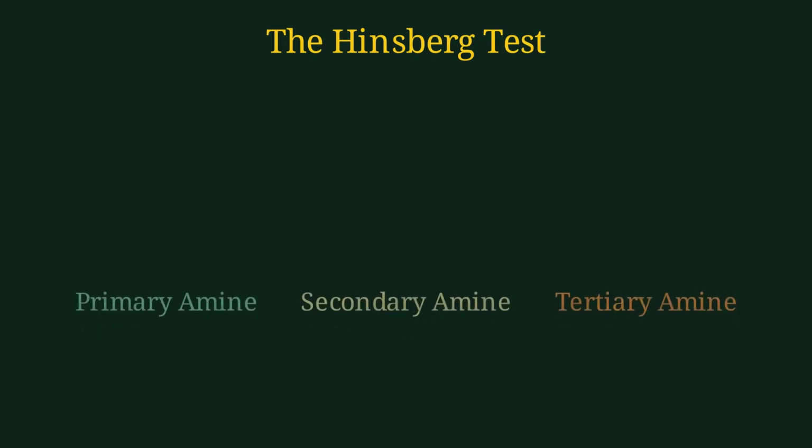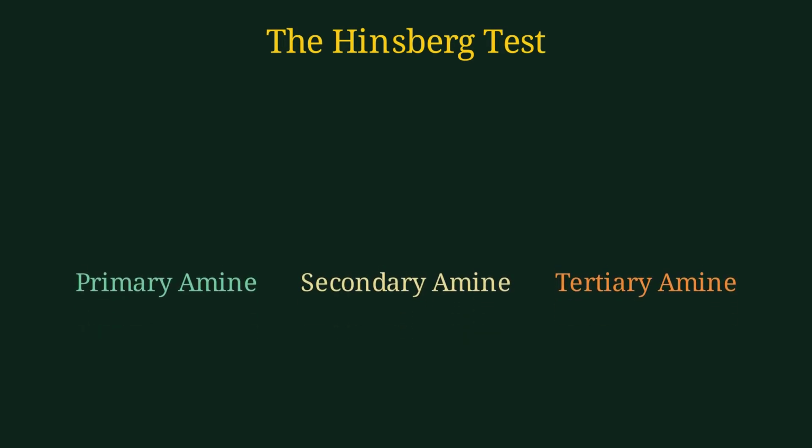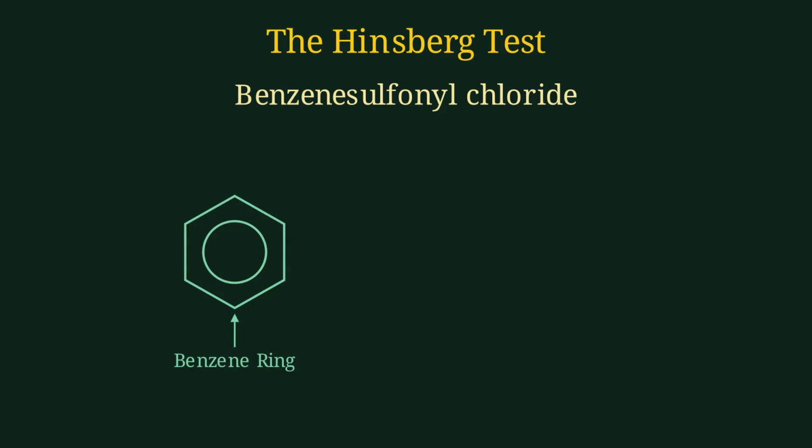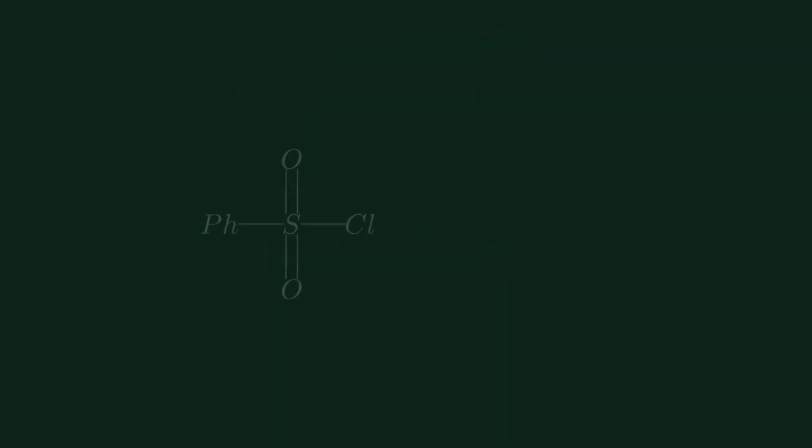Let's start with one of the most elegant methods in the chemist's toolkit, the Hinsberg test. Imagine we have our 3 unknown amines. We add a reagent called benzene sulfonyl chloride. Picture this molecule. It's a benzene ring attached to a sulfur atom, which is double bonded to 2 oxygens and single bonded to a chlorine. This sulfur atom is electron deficient. It's hungry for electrons because the oxygen and chlorine atoms are pulling electron density away from it.